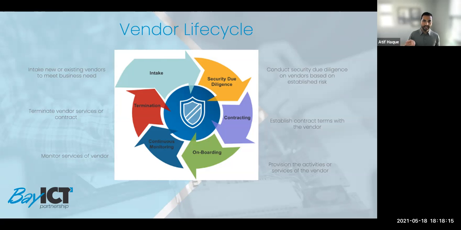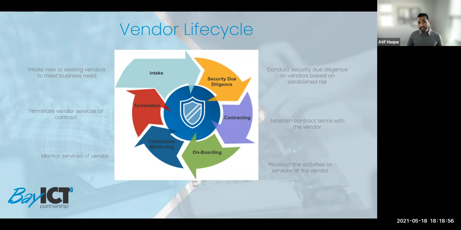And then the third phase is contracting. This is where you're establishing contract terms with the vendor. It's important that security is also involved here. I spend roughly 30 to 40% of my time just on contracting, especially when we're negotiating contracts and security terms with our vendors. And also, as you perform an assessment of vendors and you have very specific requirements, in some cases you want those requirements to be called out in the contract, so you hold the vendor accountable that they're going to meet those requirements from a contractual standpoint.